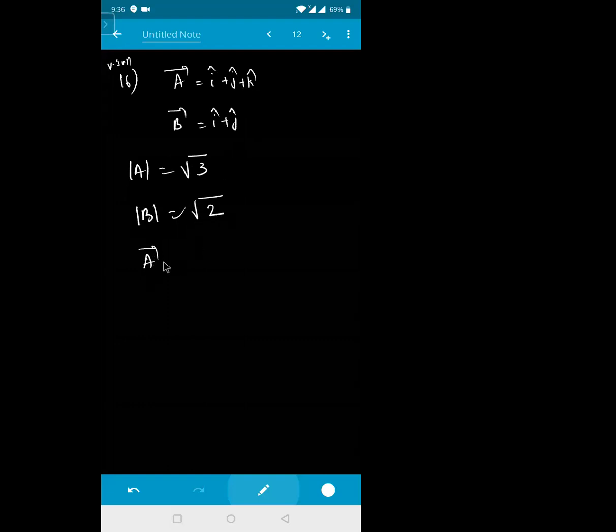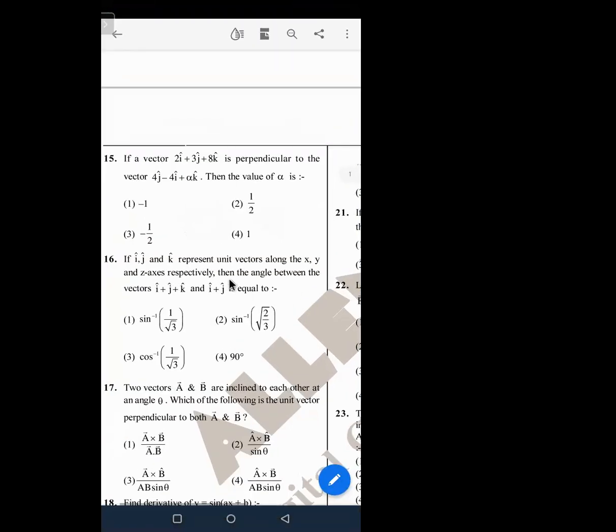And you know that a bar dot b bar will be equal to how much? A bar dot b bar is equal to how much? See, in the problem what has he given? If i cap, j cap are unit vectors along this one, then the angle between the vectors is what he is asking.